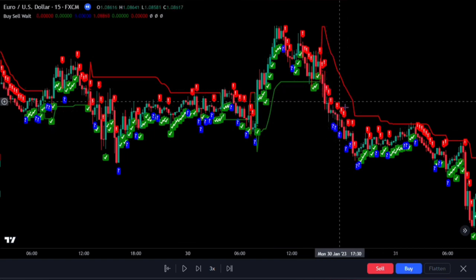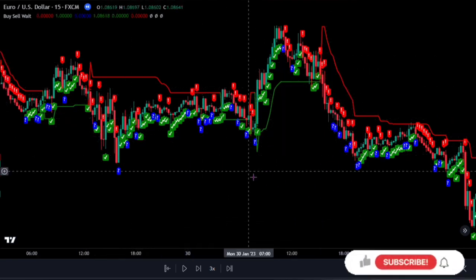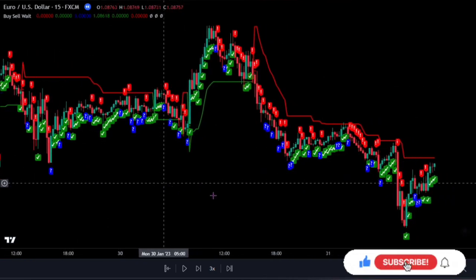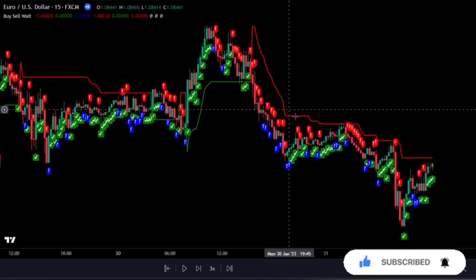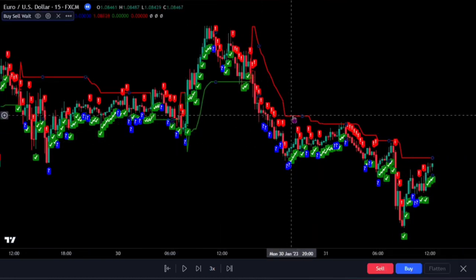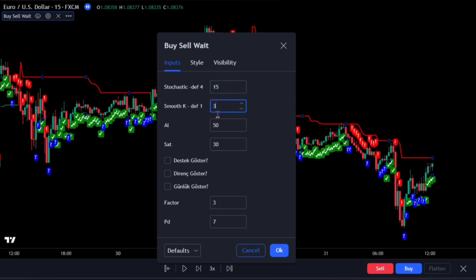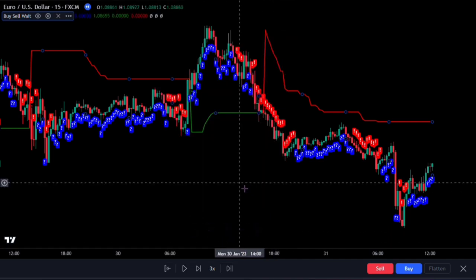So there are many ways you can utilize this indicator for both trend followers and reversal traders. But one of the best ways I've found to use this indicator is this. Let's first modify the settings for better understanding. On the input, change this first setting to 15, the second to 3, third to 200. Then below here, change the factor to 5. And that would be all for these settings.